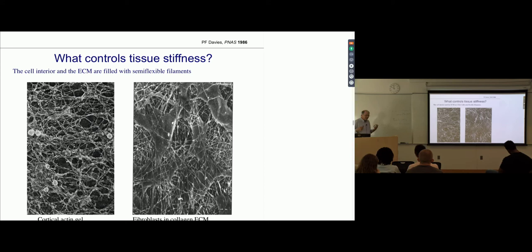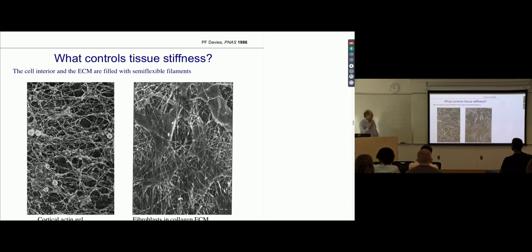And so there's been a lot of effort to try to understand the basic physics of polymer networks such as those that make the ECM or the cytoskeleton, and what they all have in common is that they're all these so-called semi-flexible filaments. So here's an actin network just inside a leukocyte. Here are some fibroblasts crawling through a collagen gel.